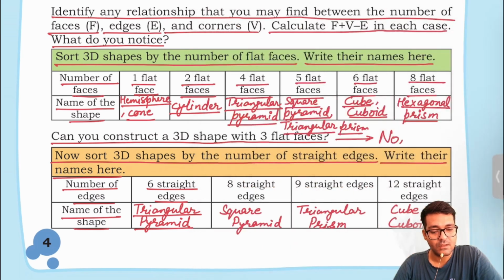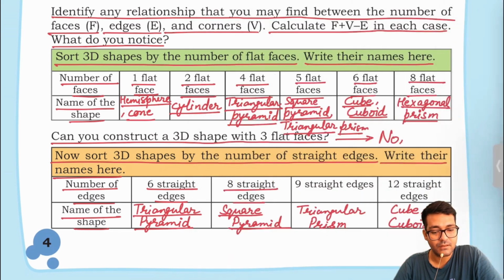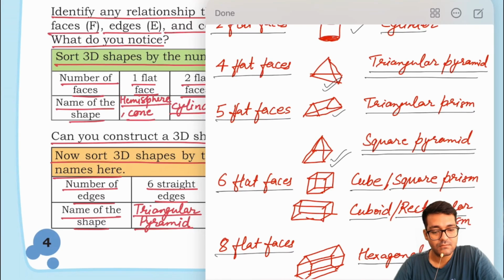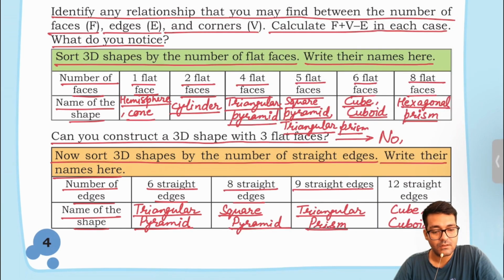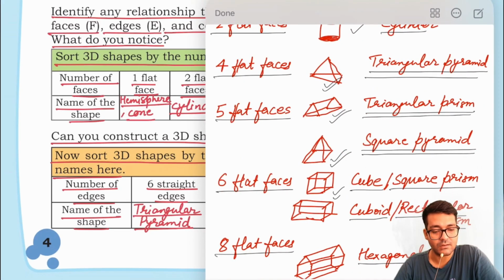Similarly, 8 straight edges is present in square pyramid. 9 straight edges is present in triangular prism. 12 straight edges is present in cube and cuboid. You can see it here.